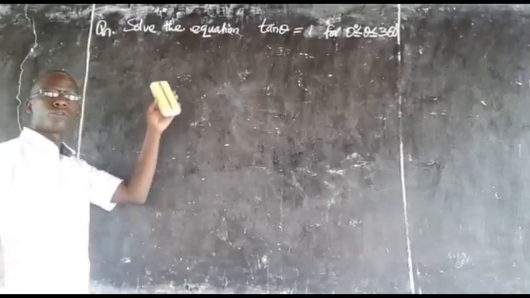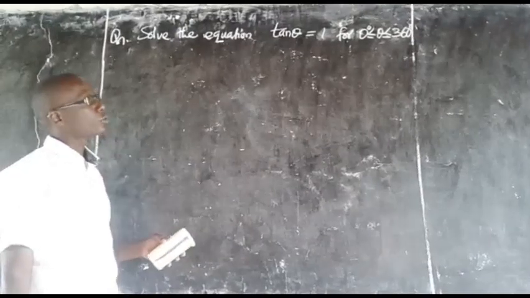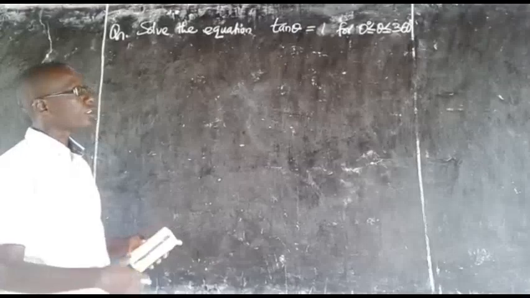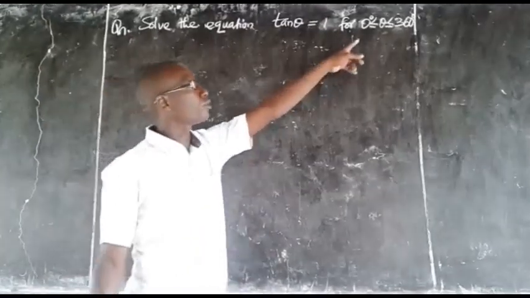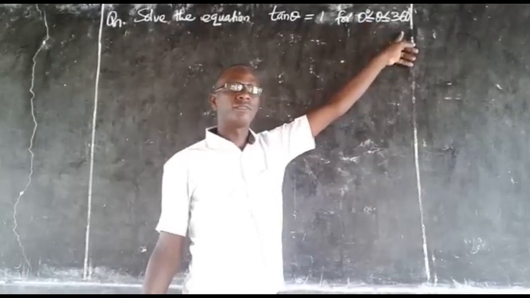I'm going to take you through this question. It goes, solve the equation tan theta is equal to 1 for 0 degrees less than or equal to theta, less than or equal to 360 degrees. This question means the angle we're supposed to give theta should lie between 0 and 360 degrees.